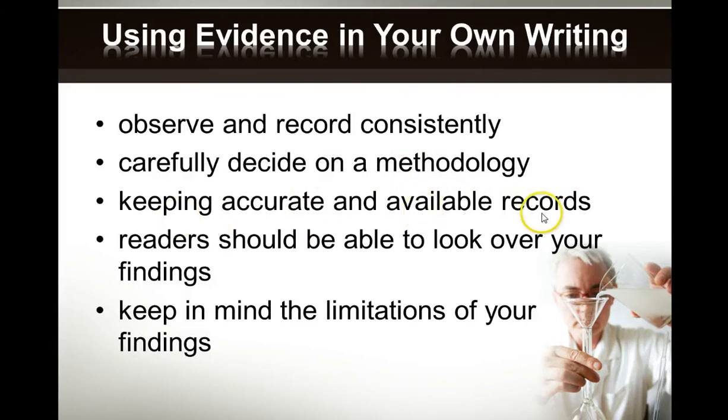What is the method that they went about to do this research? Keep accurate records and available records. Make sure that they're available to everybody. If those records aren't available, you want to start thinking, I don't trust this. Readers should be able to look over your findings. Put them out there. Guys, if your findings are reliable and 100% on the up and up, then everybody should be able to locate them, read them, look over them, and even evaluate them. Keep in mind the limitations of your findings. Again, if the research comes to a conclusion and says, hey, this is the conclusion we came to and this is how it is, then be very leery. As we said from the very beginning, the research may support ideas, but as always, it's never the end or the final say in anything. So keep all those in mind, guys.